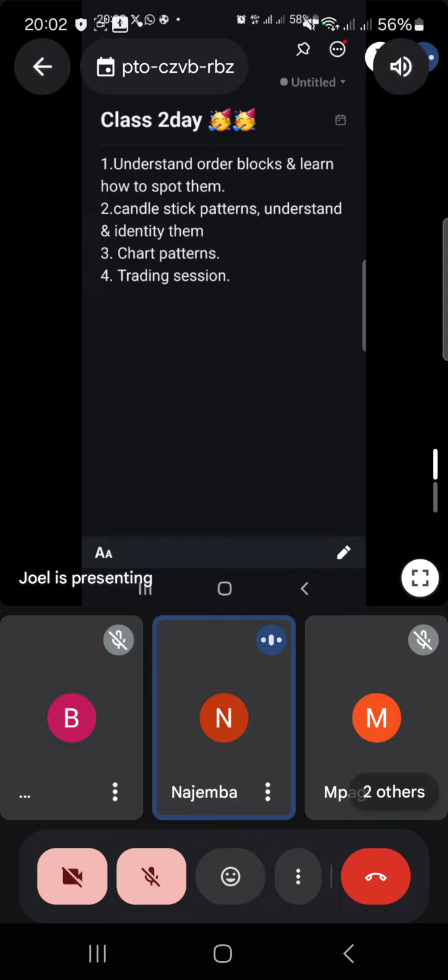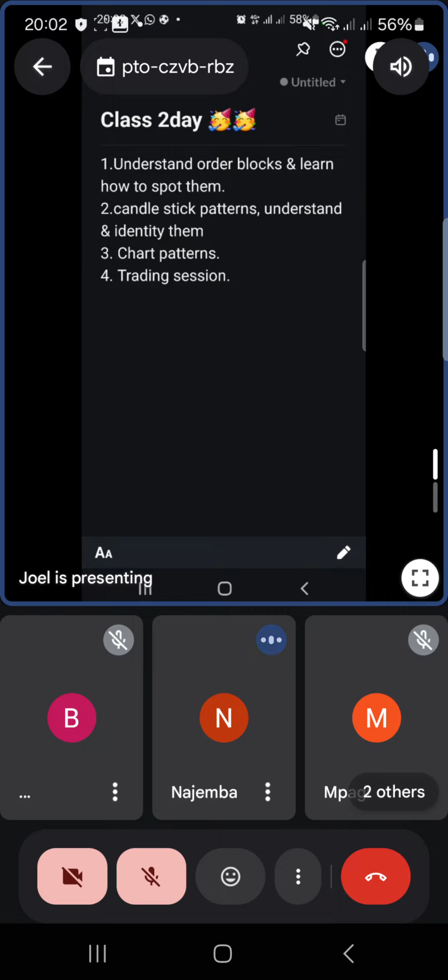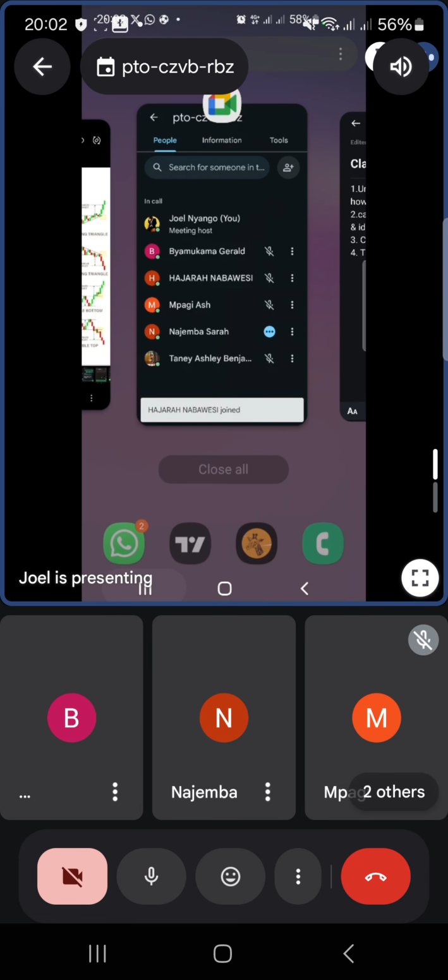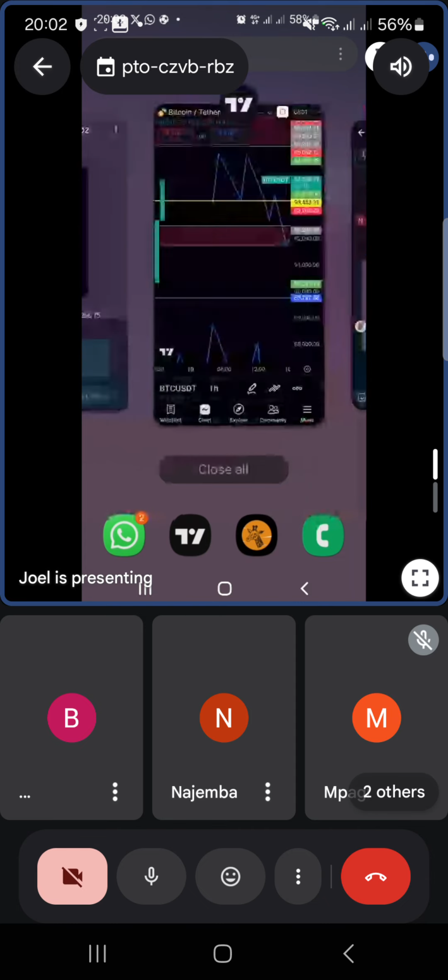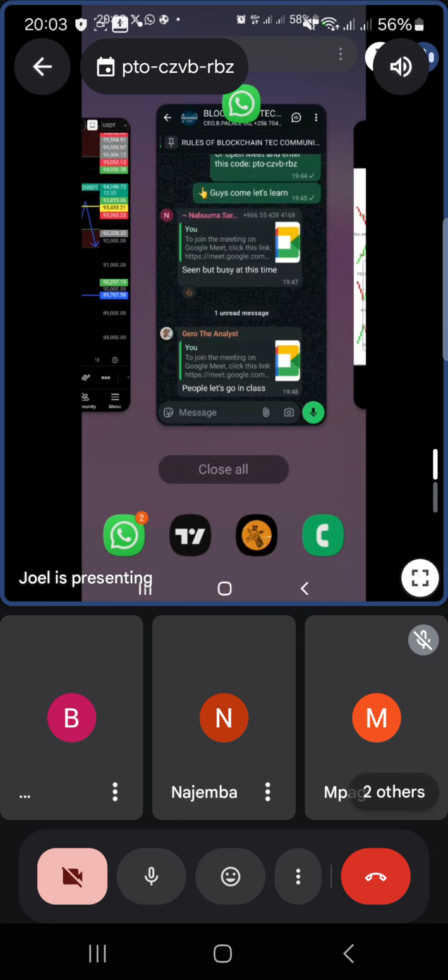So I'm going to ask you to go and identify and understand them, but not all of them. I'm going to give you the ones that I want you to look at. Then you go and look for them and understand how they work. Now, like I said, how do I trade?